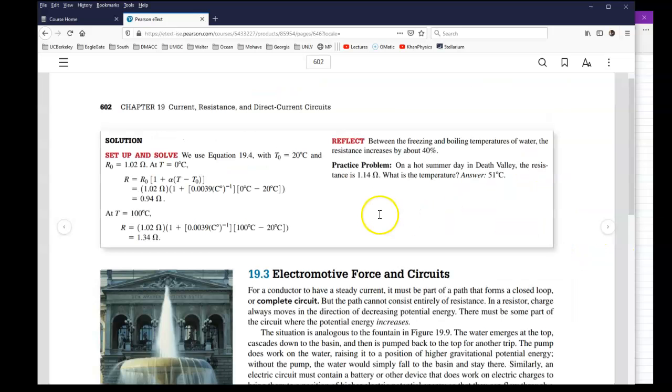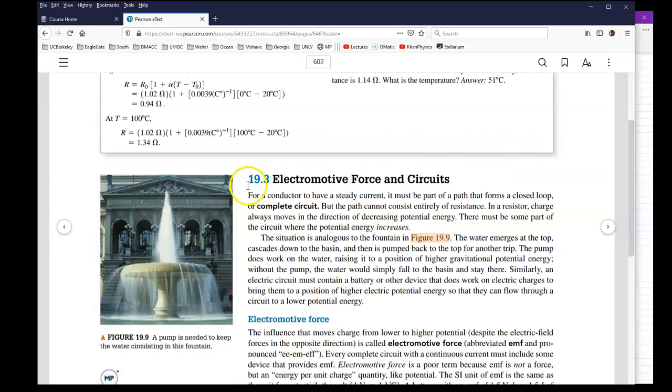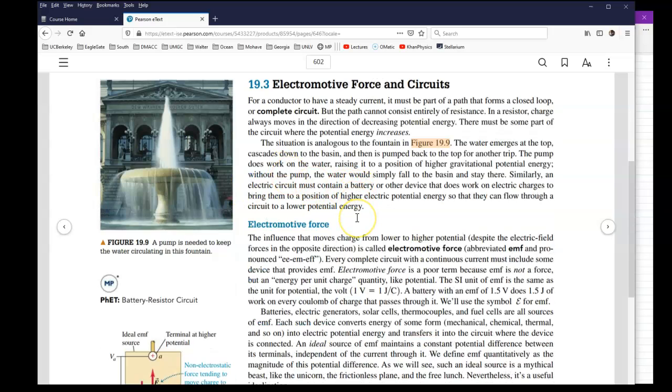In this book, he relates resistivity with temperature here, how resistance affects it, but I'm not going to be covering that. You can read about it, but I don't think there is any homework problem on this topic. Okay? All right. The next topic is electromotive force and internal resistance. Let me talk about that, this section here.